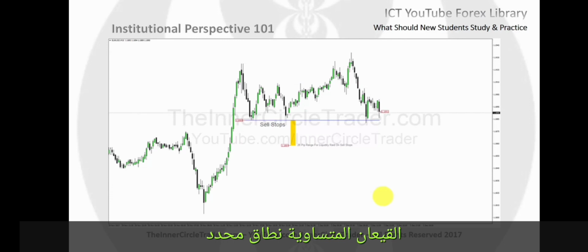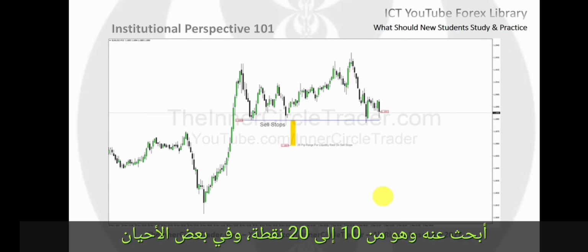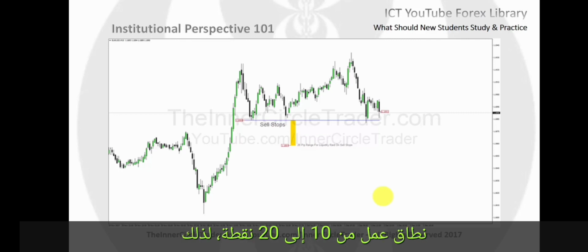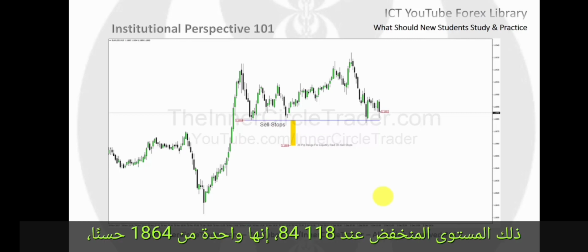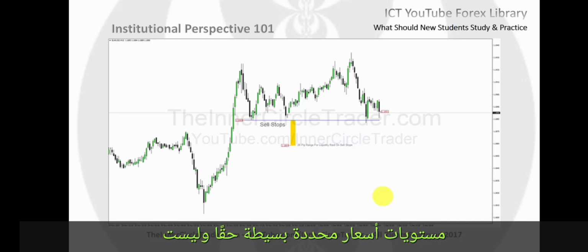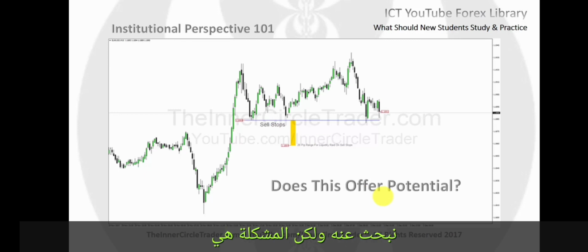Below these equal lows, there's a specific range that I look for. It's 10 to 20 pips. Sometimes it can be as much as 30 pips, but I give a working range of 10 to 20 pips. So there's only two levels I'm looking for. It's not a zone. Exactly 20 pips below that low at 118.84, it's 118.64. Okay, really simple. Specific price levels, not zones, not ambiguous areas to try to figure out what's going on. It's exact. It's a science. We know exactly what we're looking for.